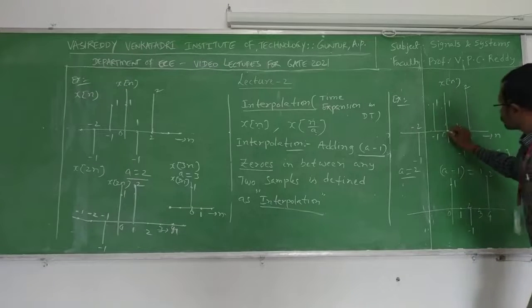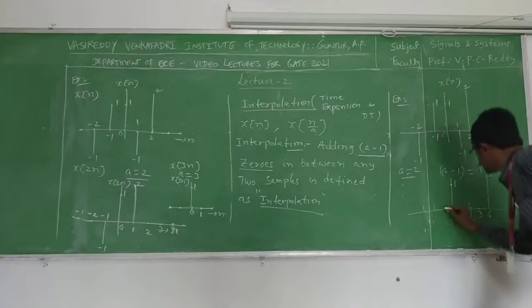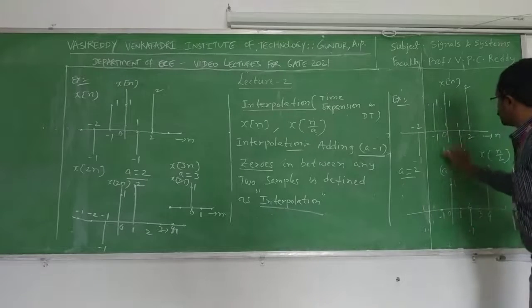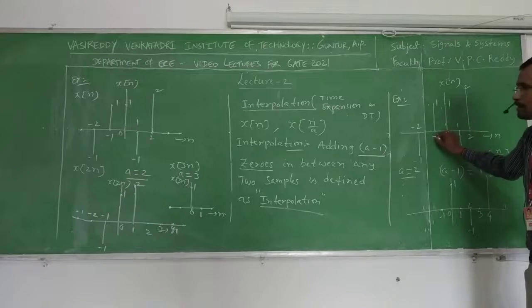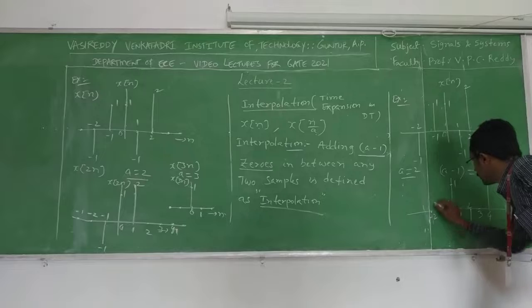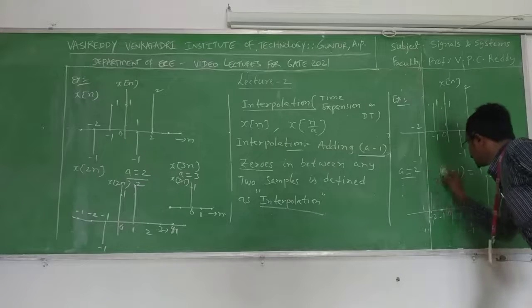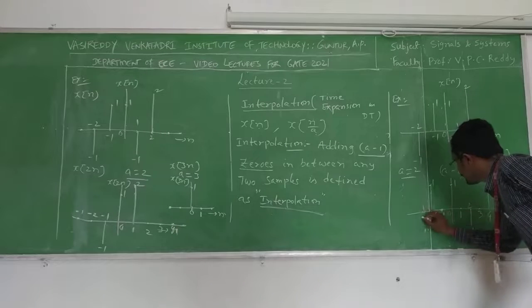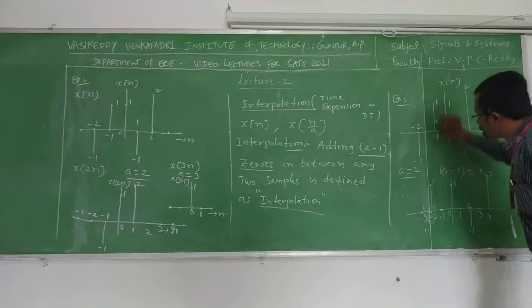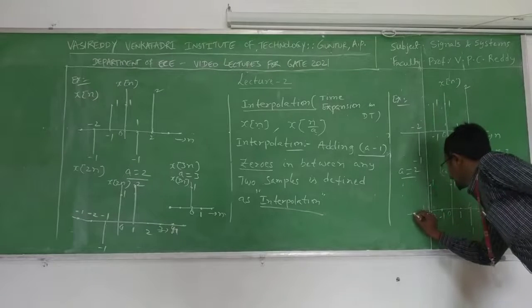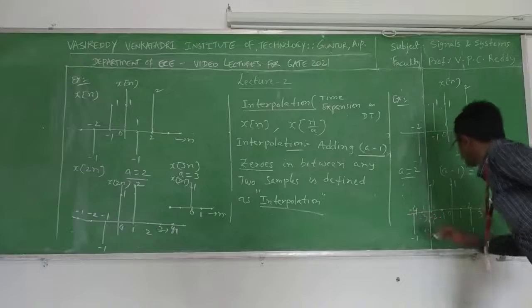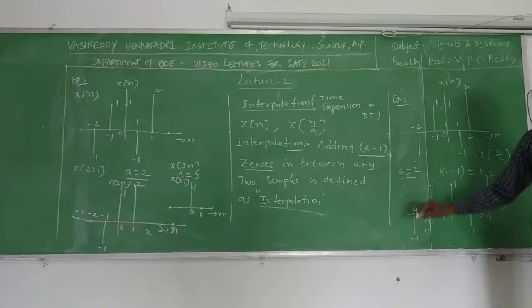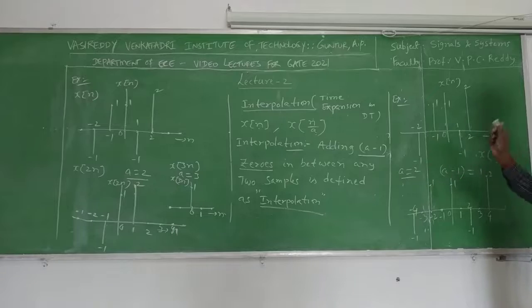Similarly towards the left. After 0, towards the left we have to add 1 zero. At n is equal to minus 1, 0. The sample which was at n is equal to minus 1 is now at n is equal to minus 2, and its value is 1. Now again after this we have to add 1 more zero, at n is equal to minus 3. The sample which was at n is equal to minus 2 is now further to the left. So this is how we have to add a minus 1 zeros in between any two samples. Since a is equal to 2, a minus 1 is equal to 1, we are adding only 1 zero in between any two samples.